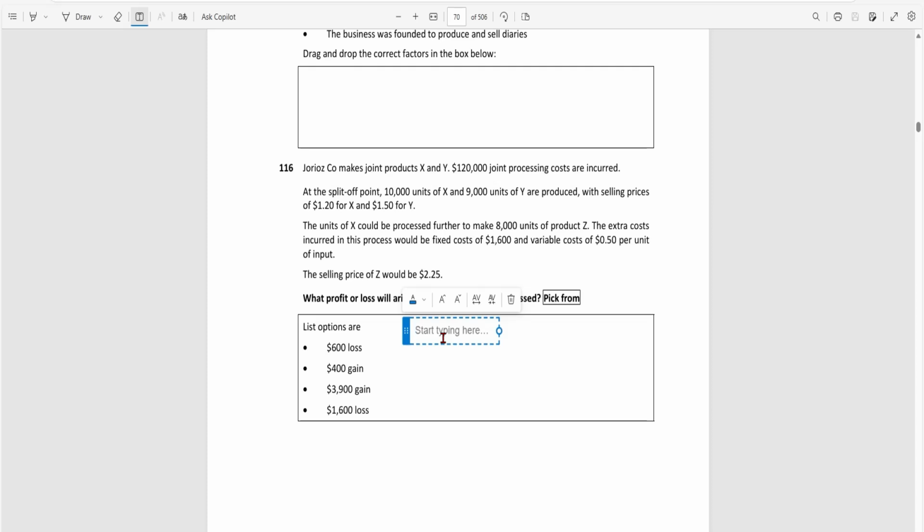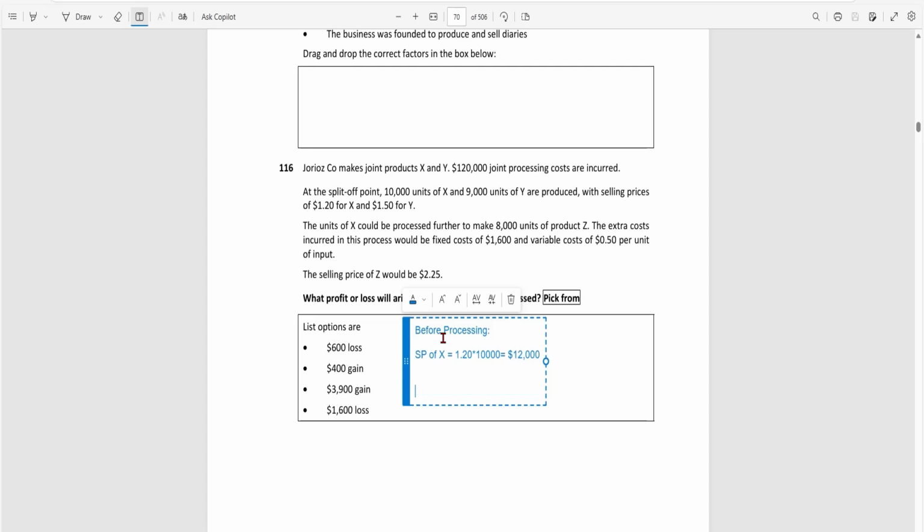Okay, so before processing, the selling price of X is 1.20 times the units produced, 10,000, right? So it will give you the total selling price of, what is the amount? It is 12,000, right?